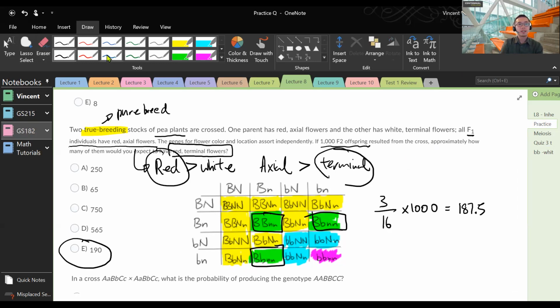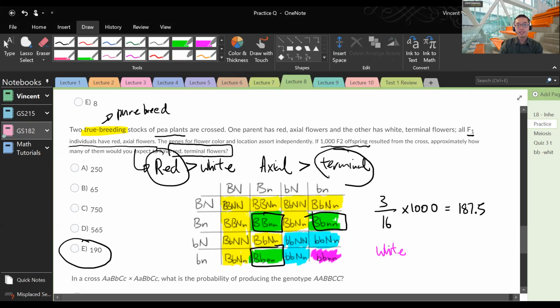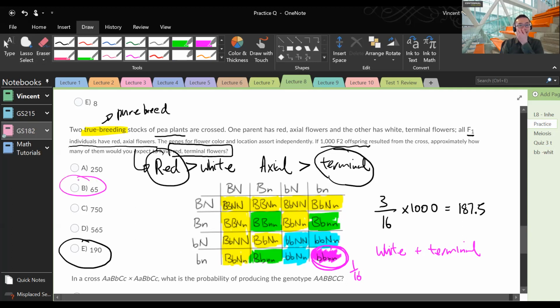Now, what if the question says, how many of them would be white and terminal? Which one of these ratios is white and terminal? Well, both of them are recessive. So white and terminal is this one, which is 1 out of 16. So you would take 1 out of 16 times 1,000. That would be 62.5, so the closest answer would be 65.